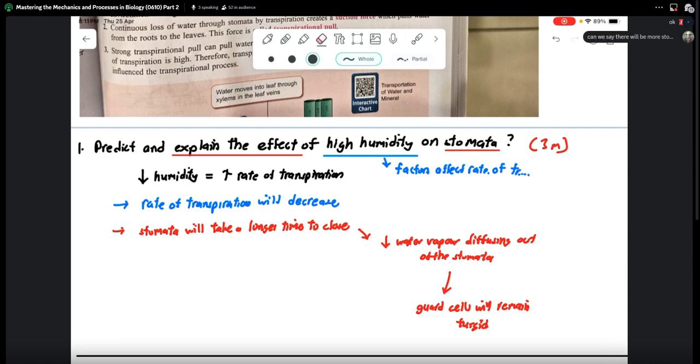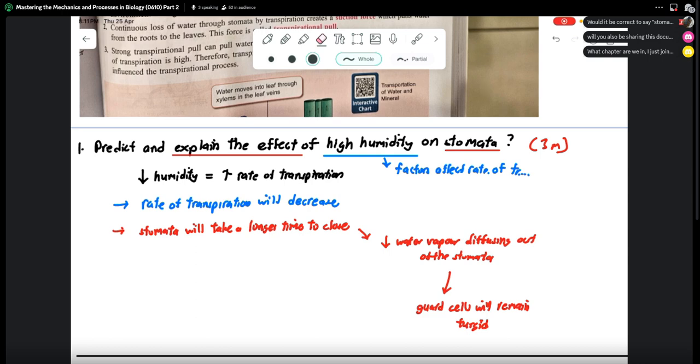Can we say that there will be more stomata on the upper surface of the leaf as the concentration gradient of air is higher? Concentration gradient of air, not specific enough though. And no, you cannot mention stomata remain open, because the moment the stomata remains open, the water vapor can leave.